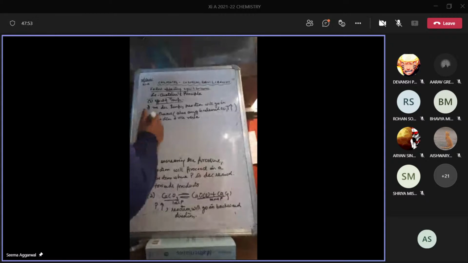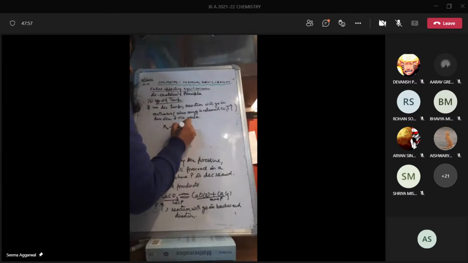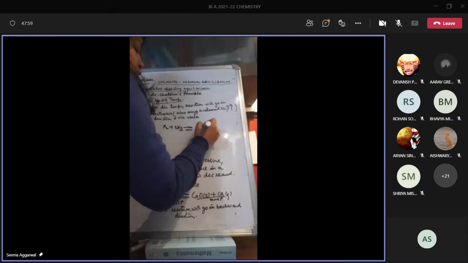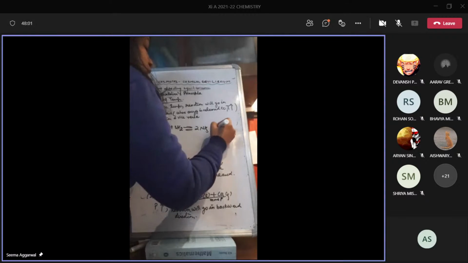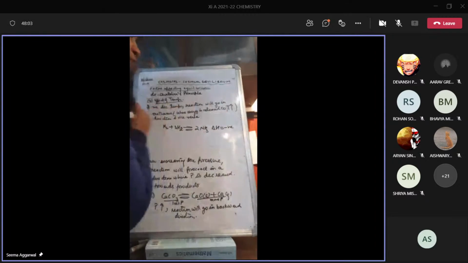So if I am taking, suppose, this reaction N2 plus 3H2 gives 2 NH3, and what we are getting is delta H negative. What is the meaning of the negative sign?